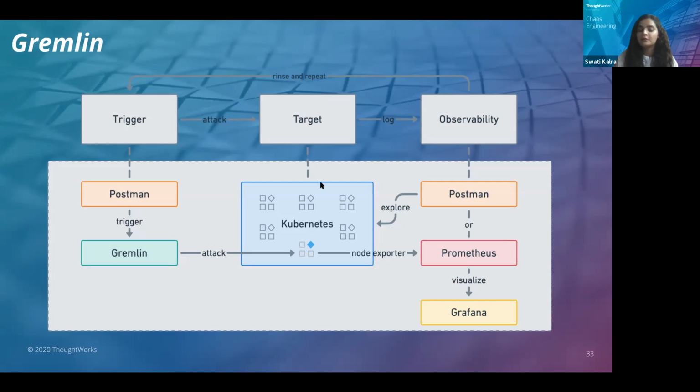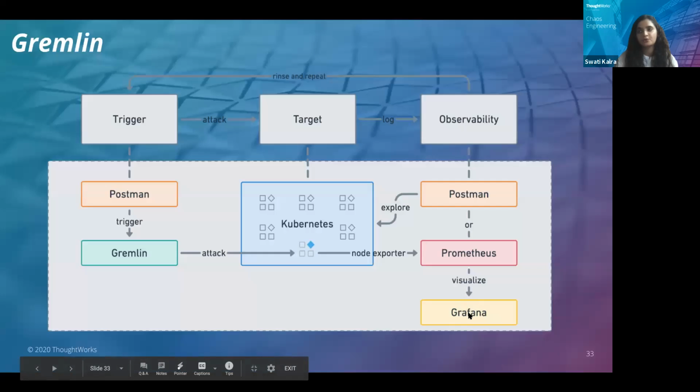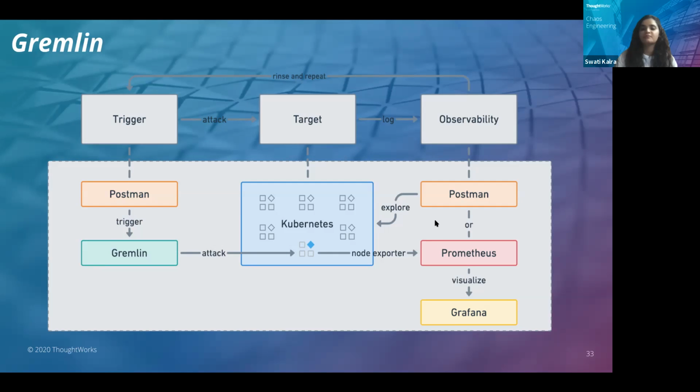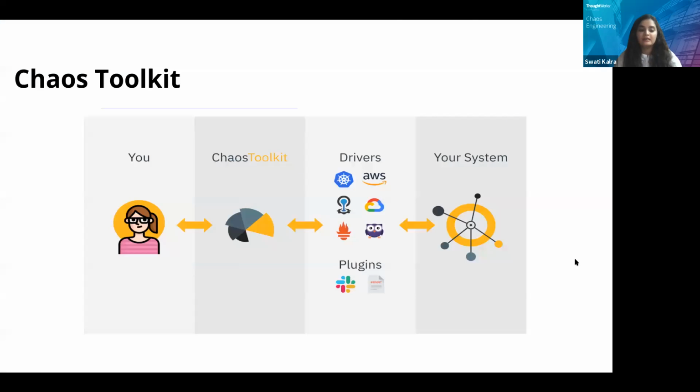When we attack our targets, we then view the reports in the form of graphs. Gremlin internally uses Prometheus and Grafana to show us these reports. It also tries to hit the APIs using Postman and gives us a result in the form of logs. So that is Gremlin. Why exactly are we using Gremlin? What are the benefits of this tool? Let us see that.